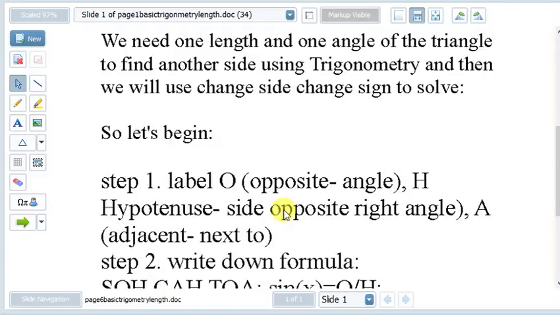In order for us to use this method, we need one length and one angle of the triangle to find another side using trigonometry, and then we will use the change side, change sign method to solve. If you need a quick recap on change side, change sign, then please click on the link in the description for our change side, change sign video. So let's begin.